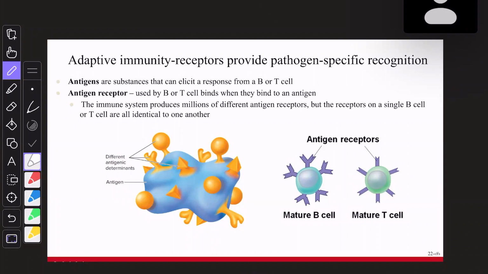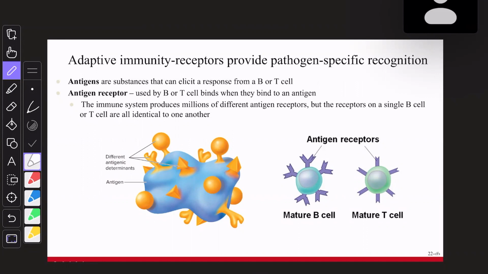Now, there are millions of different antigen receptors. All kinds of different antigen receptors. And antigen receptors are specific to antigens. So each individual antigen, remember, we're talking about adaptive immunity, which is about specificity. Each individual antigen has a specific antigen receptor that it is going to attach to, and that is how we're going to trigger this response. Does that make sense?